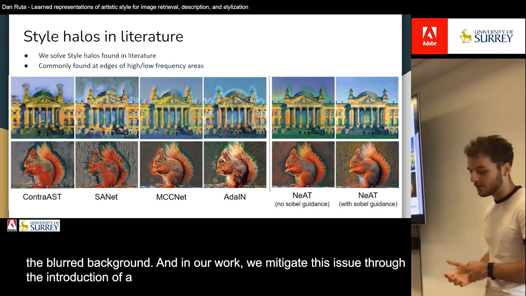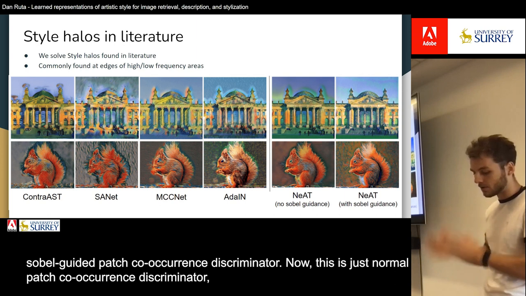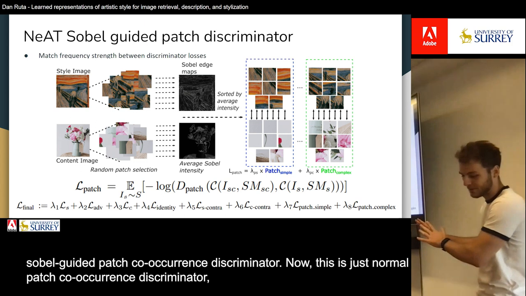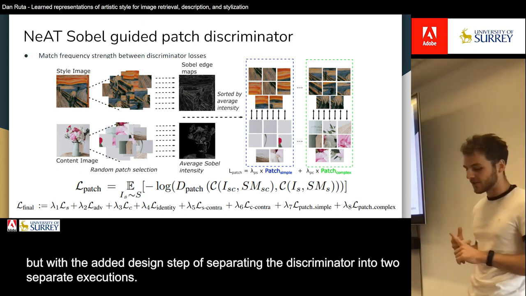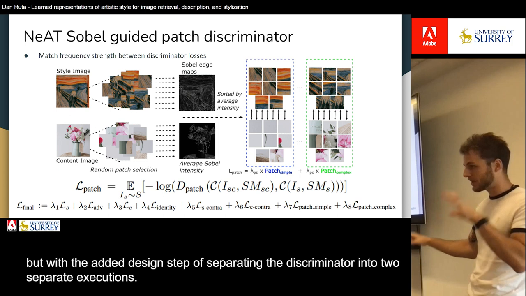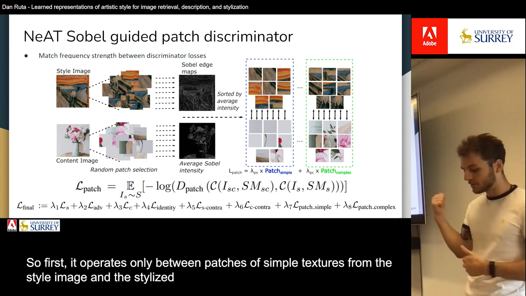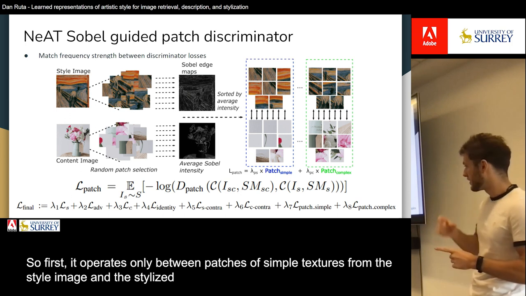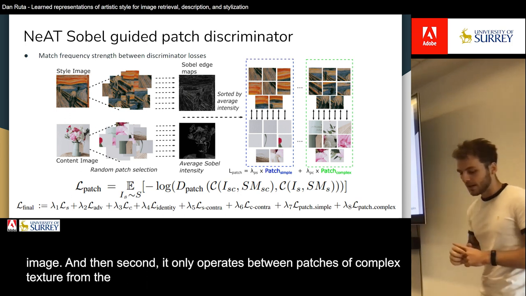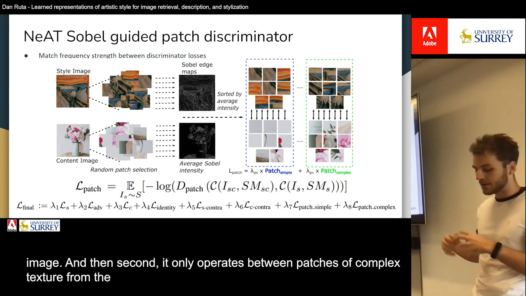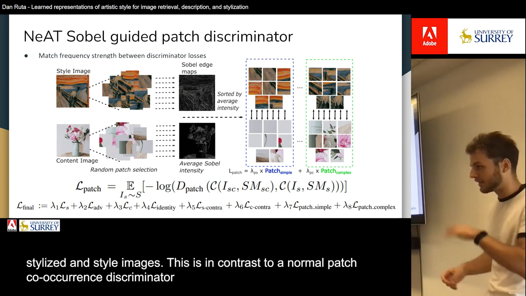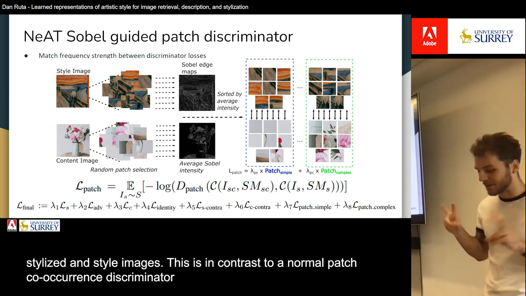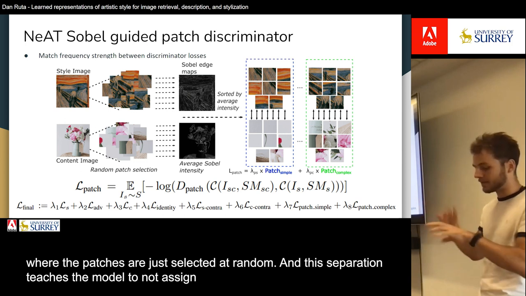And in our work, we mitigate this issue through the introduction of a Sobel-guided patch co-occurrence discriminator. Now, this is just a normal patch co-occurrence discriminator, but with the added design step of separating the discriminator into two separate executions. So first, it operates only between patches of simple textures from the style image and the stylized image. And then second, it only operates between patches of complex texture from the stylized and style images. Now, this is in contrast to a normal patch co-occurrence discriminator where the patches are just selected at random.